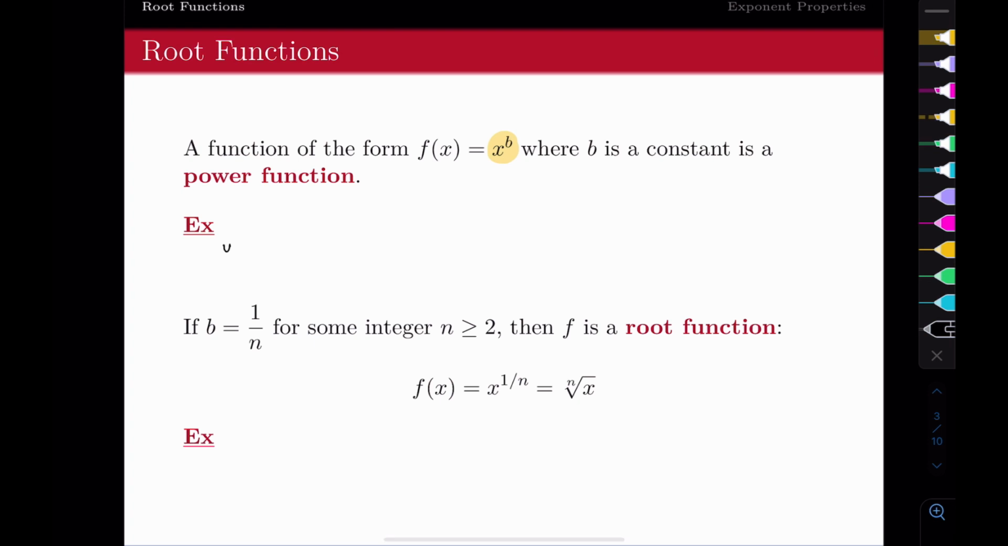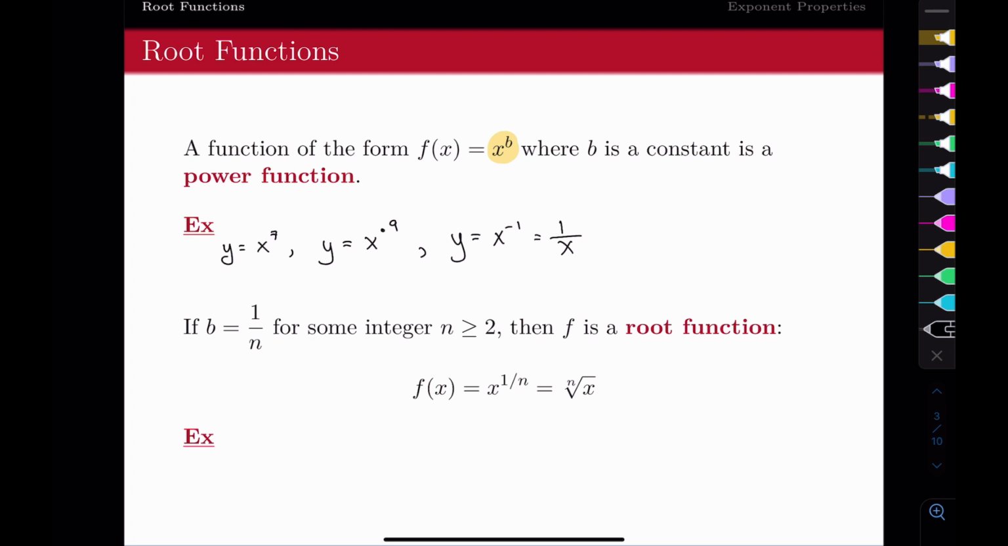So again, just to give you some examples, this is like y equals x to the 7th, y equals x to the 0.9, y equals x to the negative 1, which is 1 over x. These are all power functions.